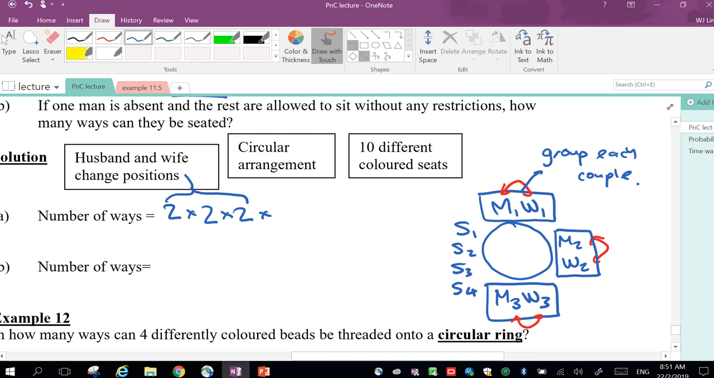Times, how many units at the round table? 1, 2, 3, 4, 5, 6, 7, right? 7 units at the round table. The couple is 1 unit, because I group them. So times 7 factorial over 7. Let me write down clearly: 7 factorial over 7. This is for circular arrangement. Times, you have to remember how many different color seats there are? 10. Times 10. Easy? Just like that. So the answer is 57600.